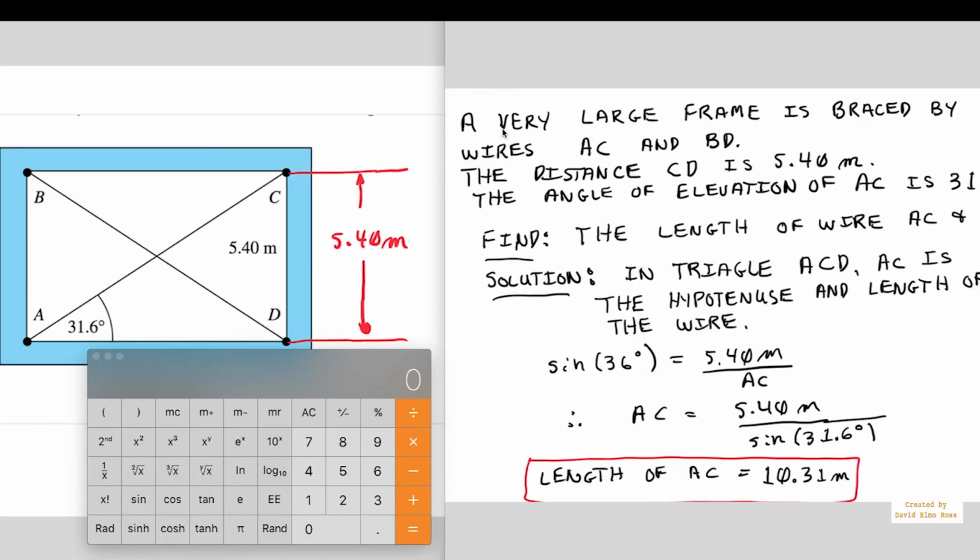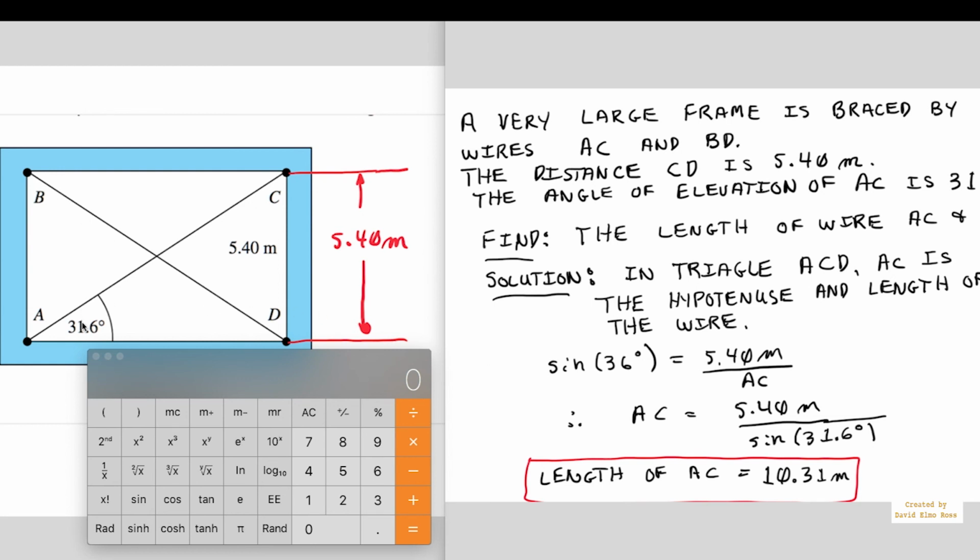In this problem, a very large frame is braced by wires AC and BD. So there's AC there and BD here. And the distance CD is here, CD is 5.4 meters, and AB as well. And what we want to do in this triangle ACD is find the length AC, because AC is the length of one of the wires and BD is the length of the other wire. I think you see these are exactly the same length, so if we figure out what AC is, we'll also know what the length BD is as well.